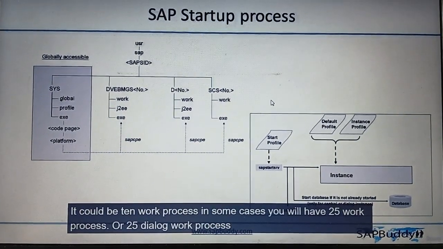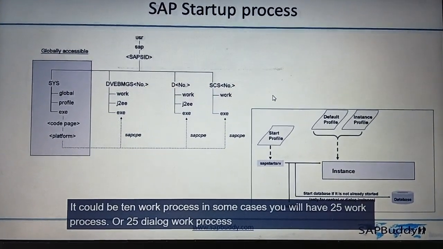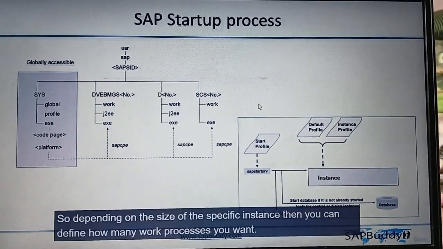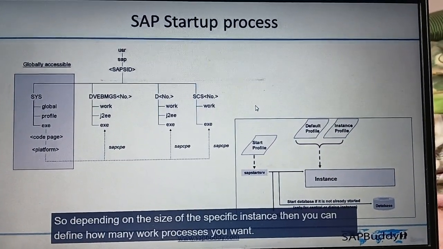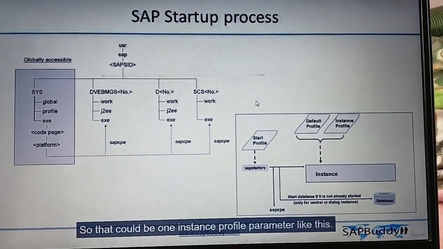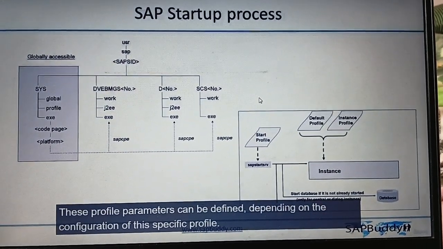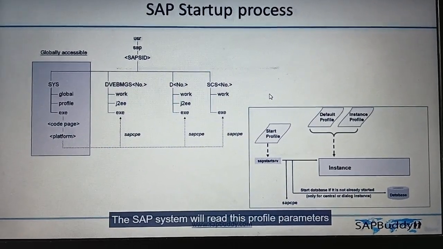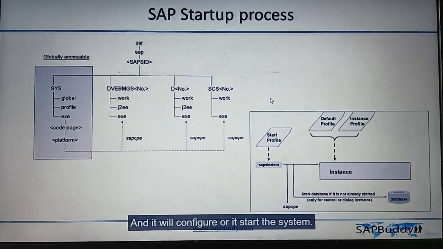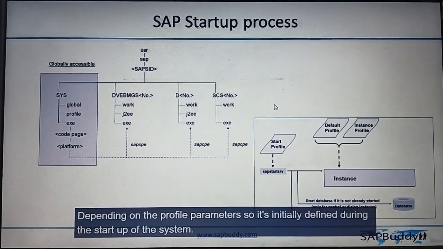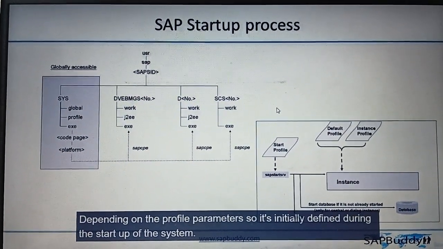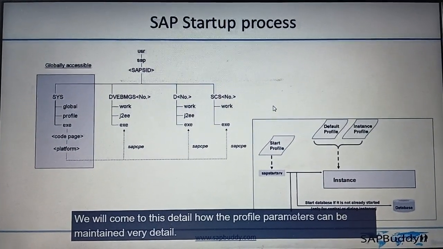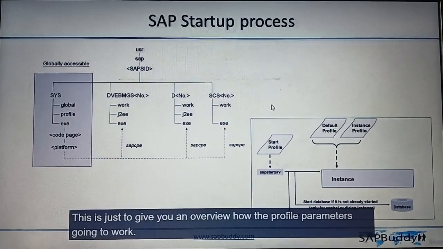It could be 10 work processes. In some cases you have 25 dialog work processes and 10 background work processes because the system is quite big. So depending on the size of the specific instance, you can define how many work processes you want. That could be one instance profile parameter. Like this, these profile parameters can be defined. Depending on the configuration of the specific profiles, the SAP system will read these profile parameters and start the system accordingly. So it's initially defined during the startup of the system. We will come to this and see in detail how the profile parameters can be maintained. This is just to give you an overview of how the profile parameters are going to work.